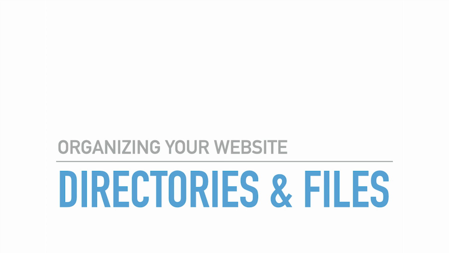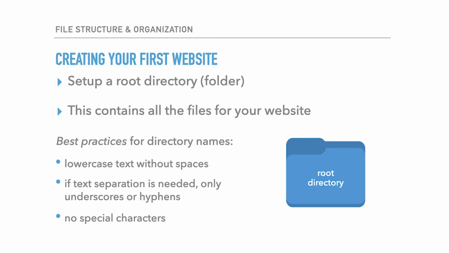Okay, now that you have Sublime installed, we can start organizing our first website. The first thing we want to do is create our root directory. This is the folder that is going to contain all the files for your website. The best practices for naming your root directory are lowercase text without spaces. If text separation is needed, only use underscores or hyphens and no special characters.